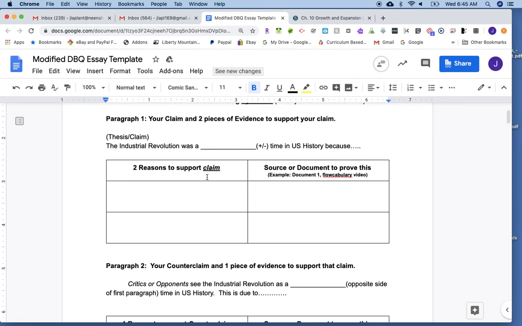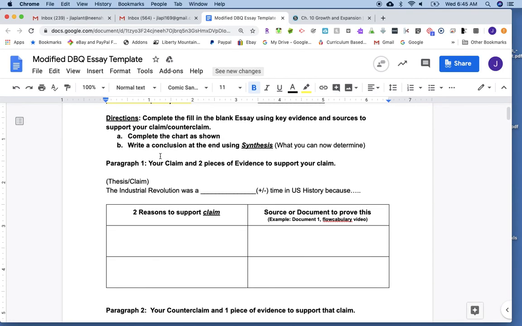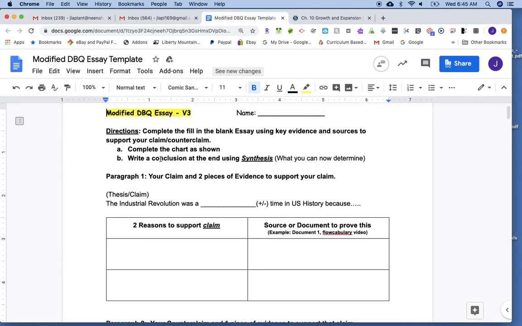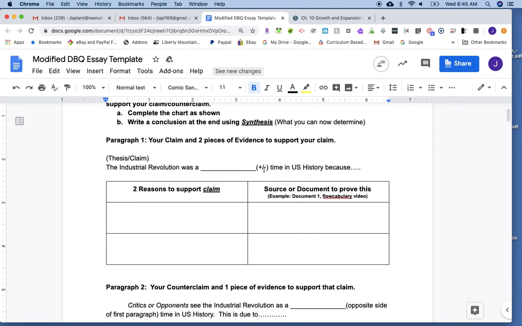And Mr. Resh did a really nice job breaking this down into what you need. So this is all on the Industrial Revolution. For paragraph 1, it needs to be your claim and 2 pieces of evidence to support your claim. And he has it all as a fill in the blank for you already.